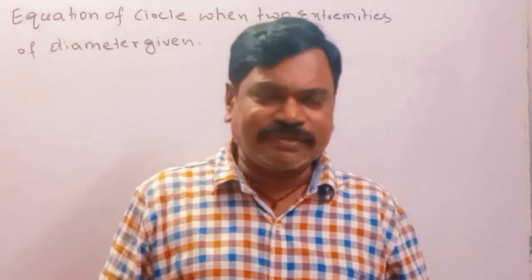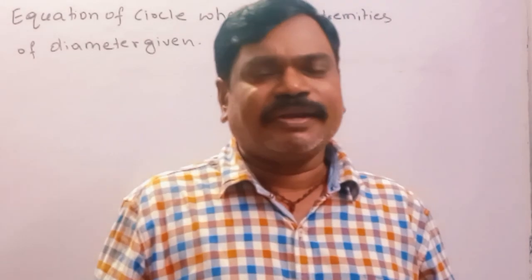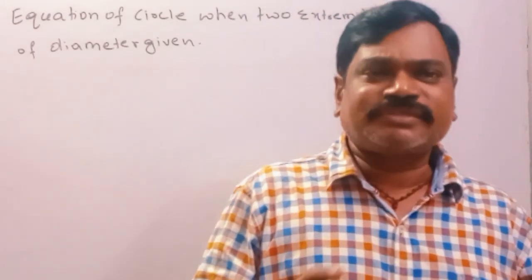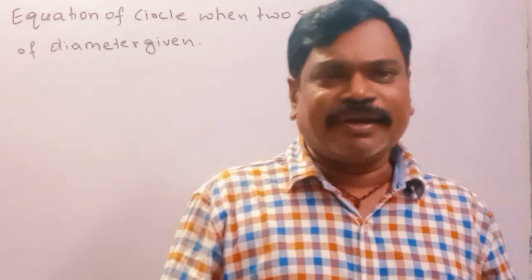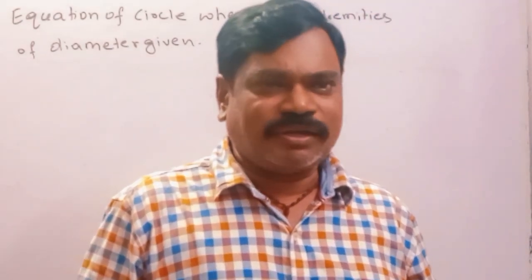In circle, that is equation of circle when two extremities of diameter is given. We already discussed the fundamental form of the circle, and how to find the center and radius of the circle. We already found the center and radius when the circle equation is given, and when the center and radius are given, we have to find the circle equation.